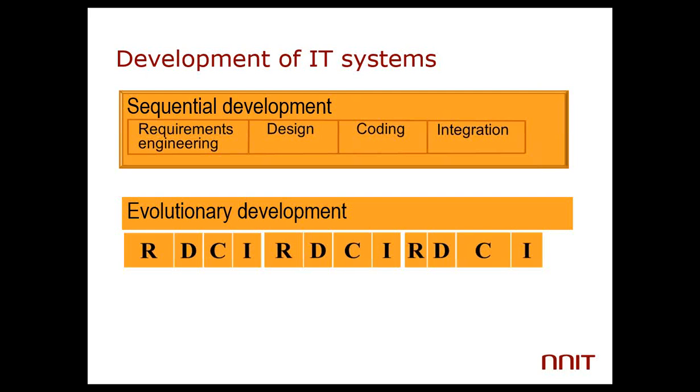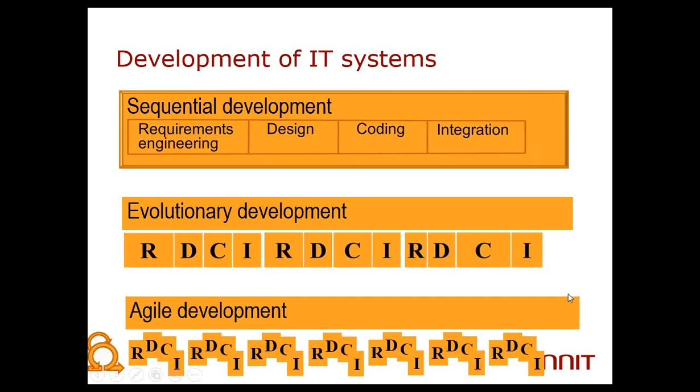If we mix the building blocks and do them in very, very short iterations, we more or less have what we call agile development, where you don't have phases as such, but you do the requirements engineering, the design, the coding, the integration on a continuous basis in little sprints, if you use Scrum, maybe 2 or 3 weeks, and then you should have something that you can actually put into production after each of these little sprints. So these are the three types of development models that we usually talk about when we talk about development.